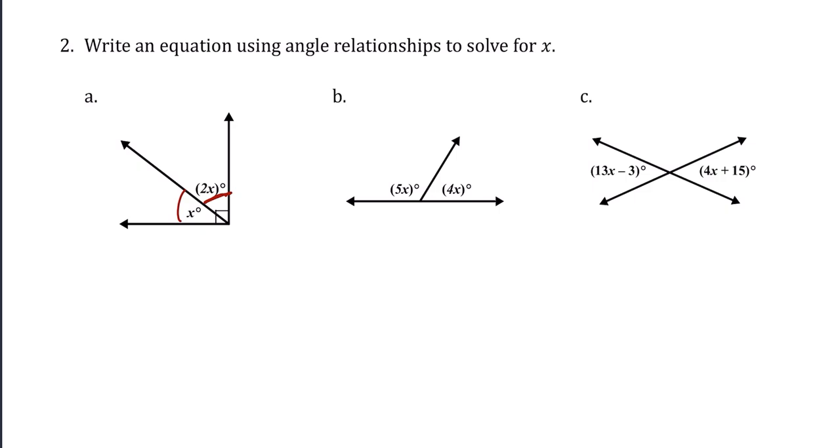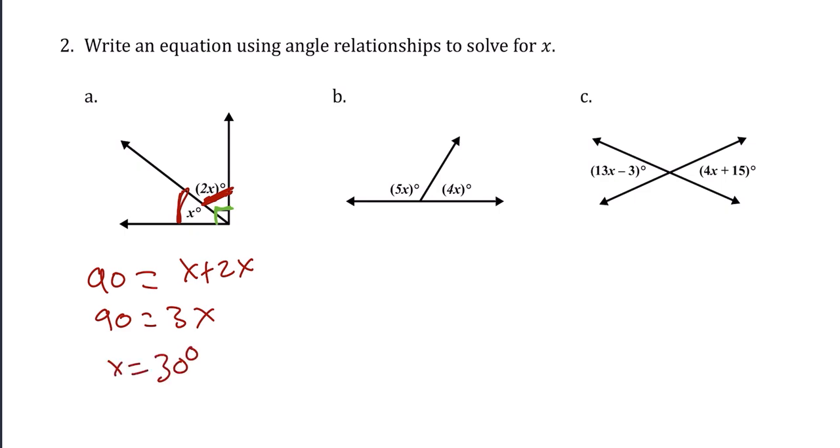Well, we know that those two angles together make up this bigger angle here. We know that that, from our diagram, is a right angle, is 90 degrees. And so we can say that that is 90, and we can set that equal to these two angles added together, so x plus 2x. So we can say 90 equals 3x, or x equals 30 degrees.